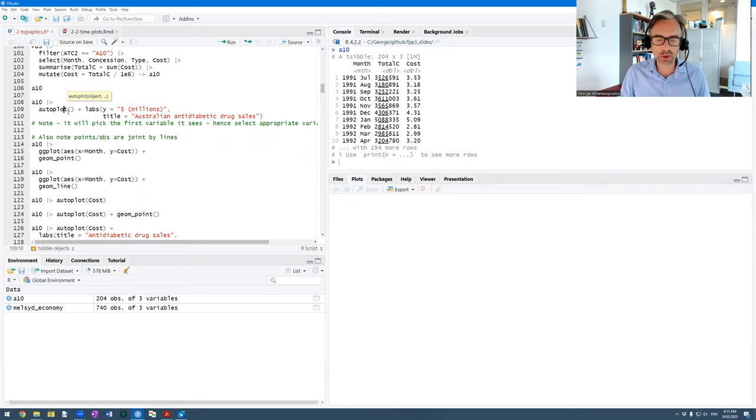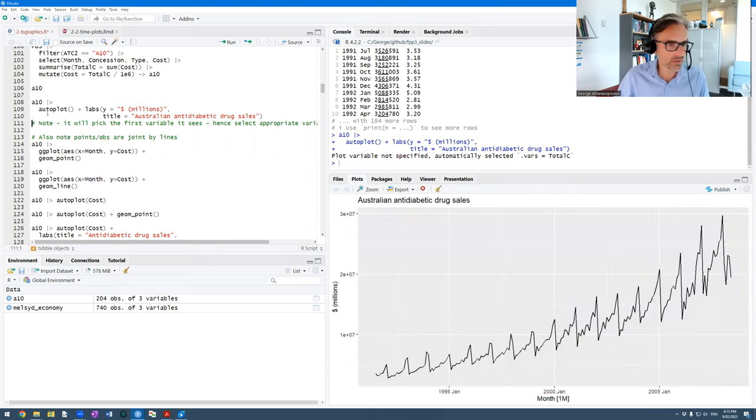But what happens with autoplot is it identifies the first argument you're passing into it, and it does something smart with it. In this case, we're passing in a tsibble, so it knows it's a time series, so it's going to produce by default a time series plot. So let's have a look at the plot.